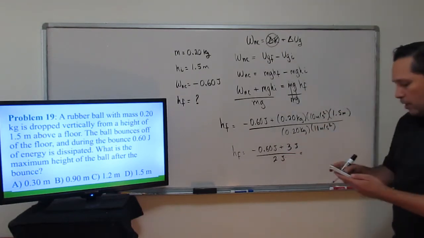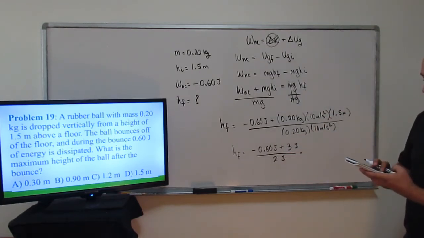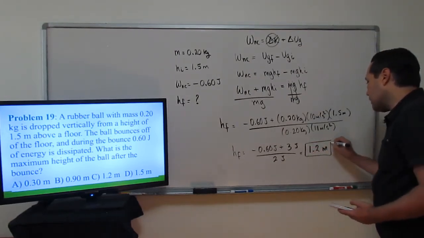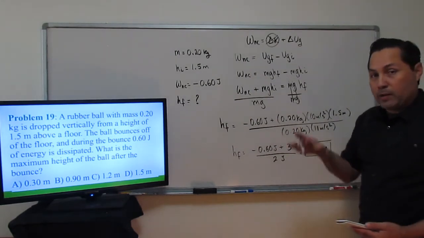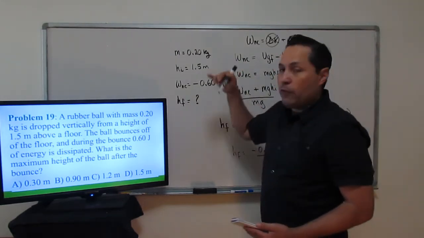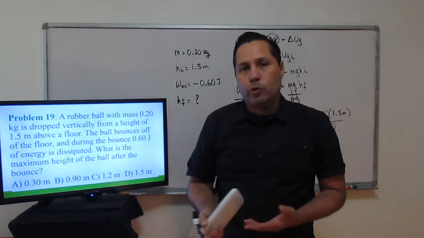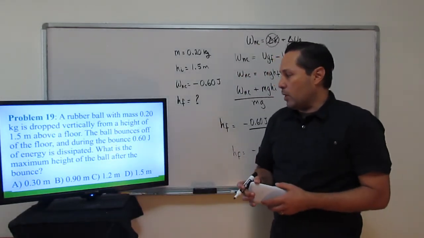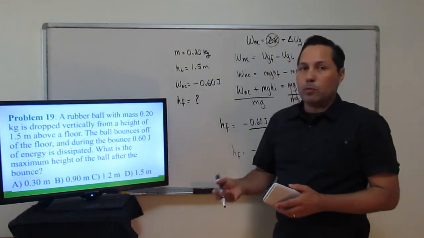So plug that into your calculator. 3 minus 0.6 divided by 2, the answer is 1.2 meters of height. That is how far the ball will bounce up. It was dropped from 1.5, and it'll come back up to 1.2 because some energy was dissipated. That takes care of problem number 19, whose answer is letter C, 1.2.